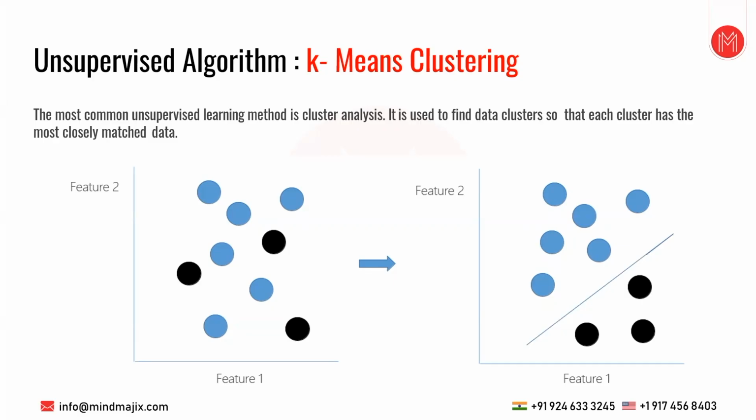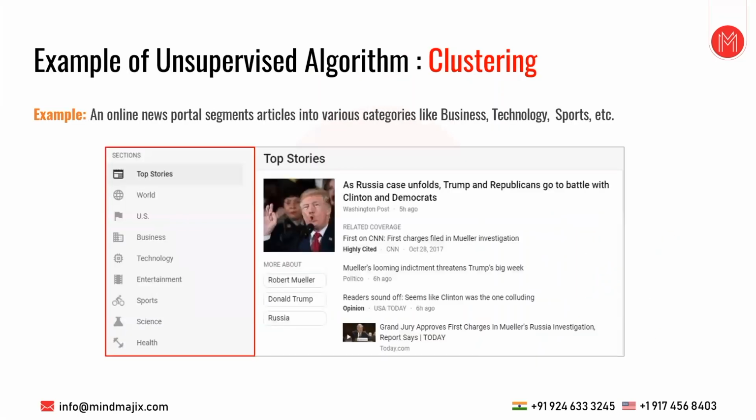For example, an online news portal segments articles, and many more things can be considered within clustering. Because whenever we are working, we are seeing some online news or online news applications. At the same time, different types of sections are there, like world, business, technology, entertainment, sports, finance, science, health. Many more types of categories are there. So all of that can be based upon clustering or k-means clustering.